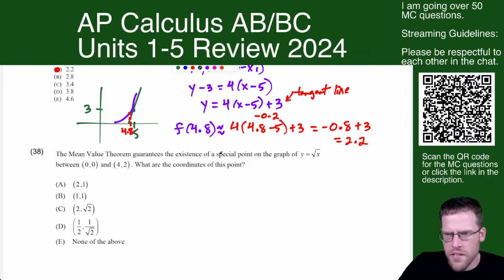So here, MVT guarantees the existence of a special point on this graph between here and here. What are the coordinates? All right, MVT, you just have to know the conclusion. This is not like the free response where you have to write a sentence.